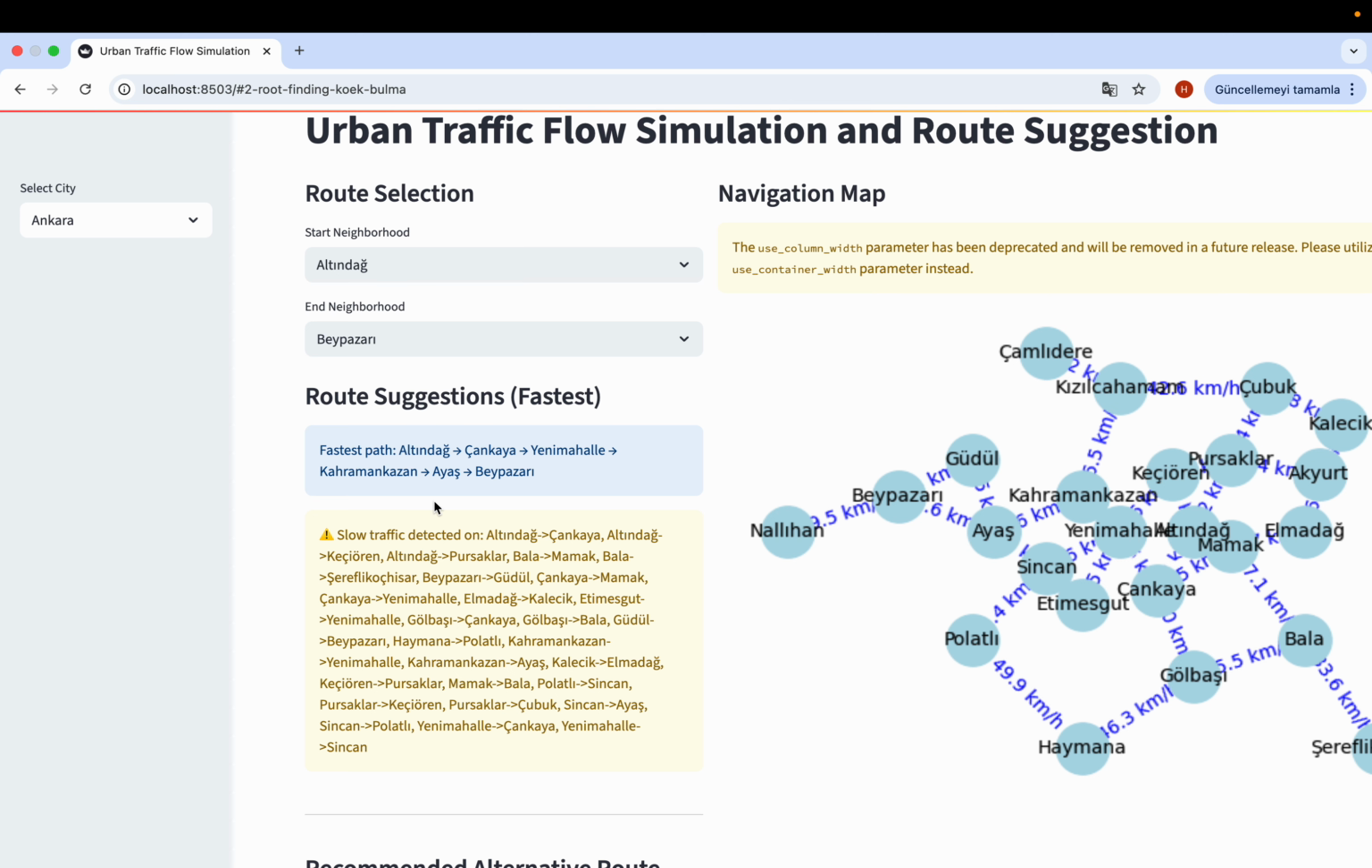Then view real-time graphs and route suggestions, and explore how different numerical methods impact results. The system isn't hard-coded to one city. With just a few inputs, it can be applied to any urban environment. In our case, we demonstrate simulation for cities such as Mersin, Ankara, and Hatay.